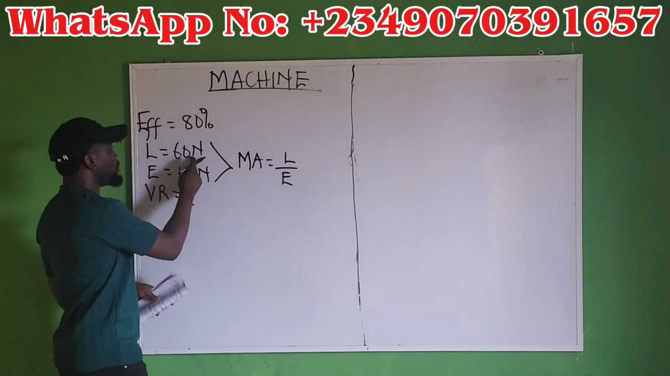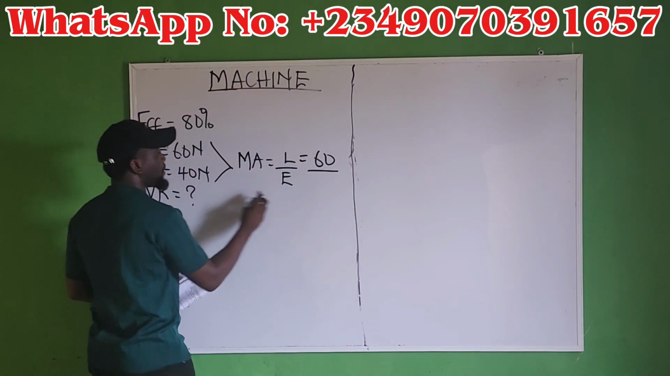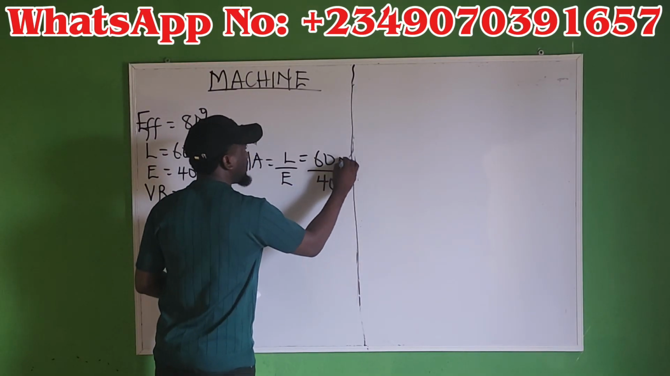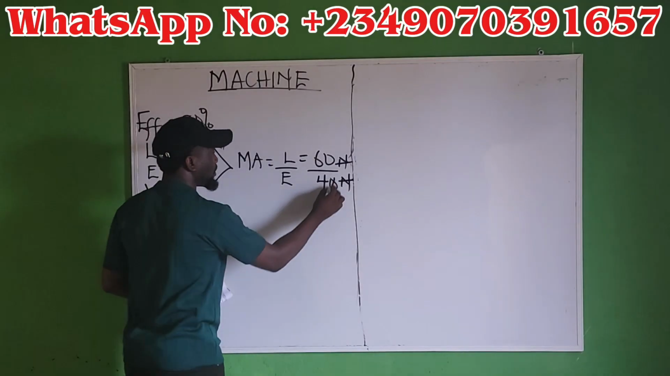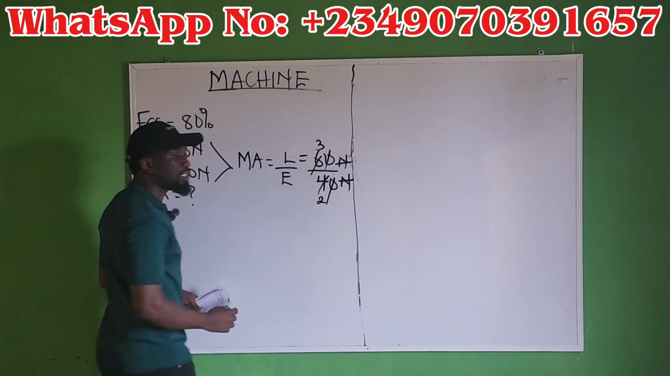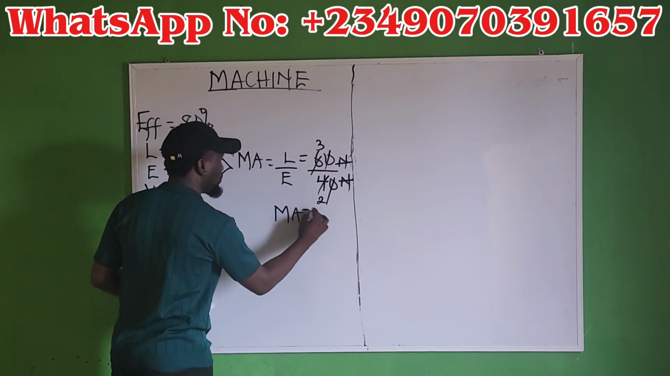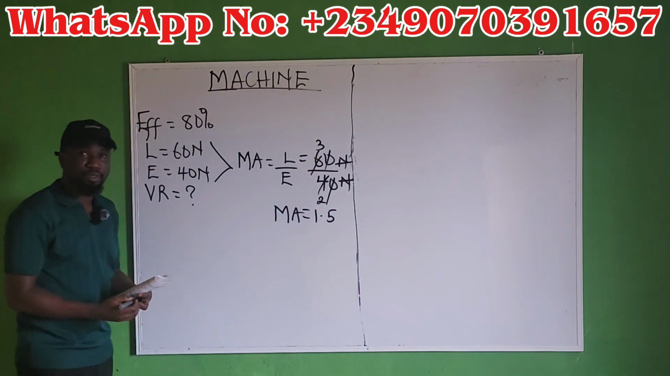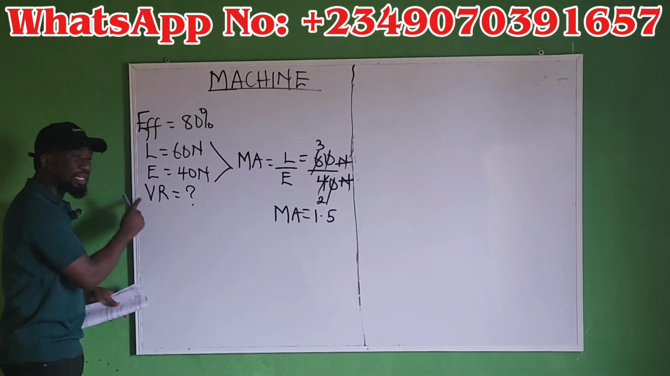And what is the load? Load is 60 Newton divided by effort, which is 40 Newton. By now you know that Newton will cancel Newton. So 60 divided by 40 is 1.5. So mechanical advantage has been gotten to be 1.5. So we have mechanical advantage, we have efficiency, now we want to get velocity ratio.